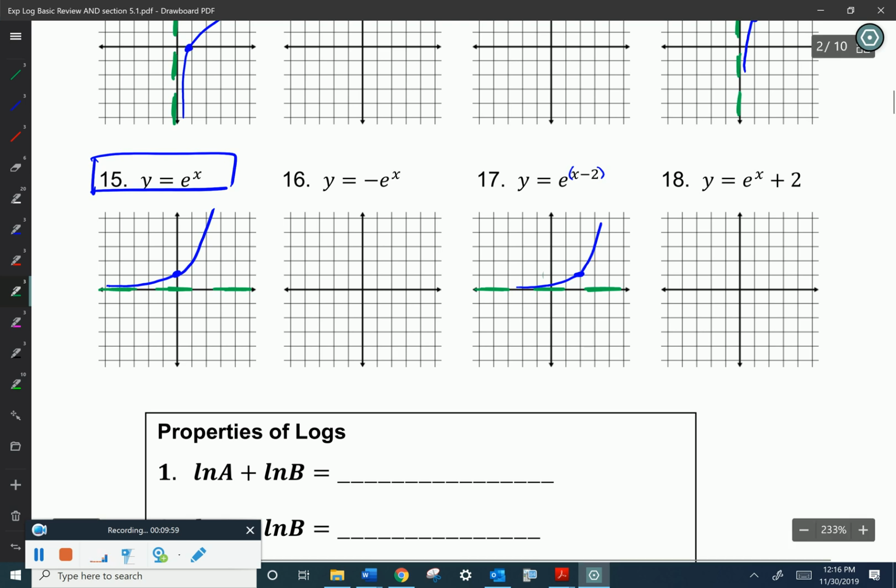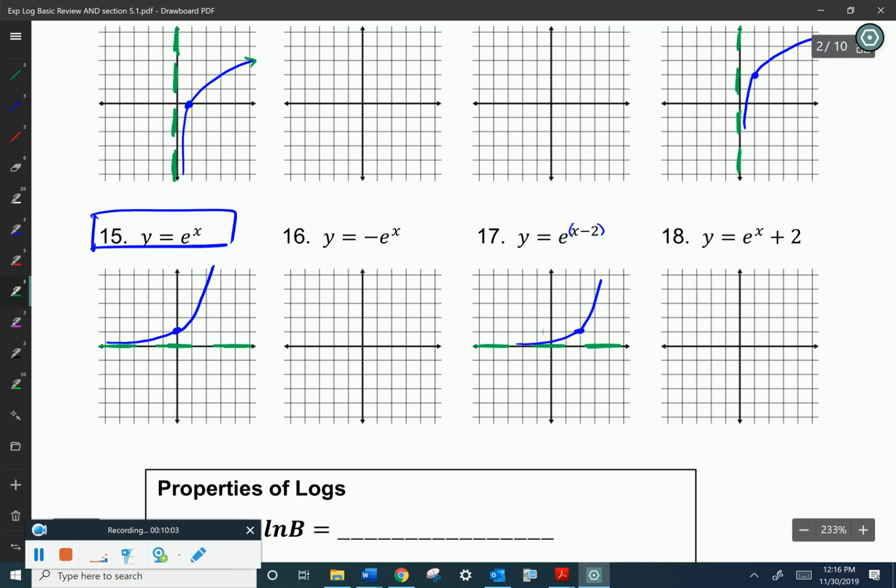So again, go ahead and pause the video, try 16 and 18, and just apply the basic transformations to your exponential graph.